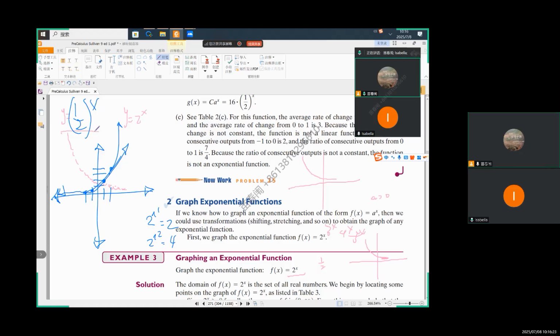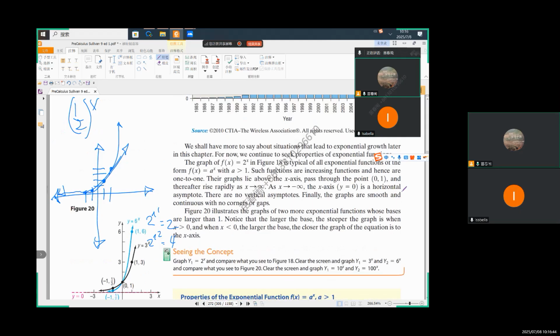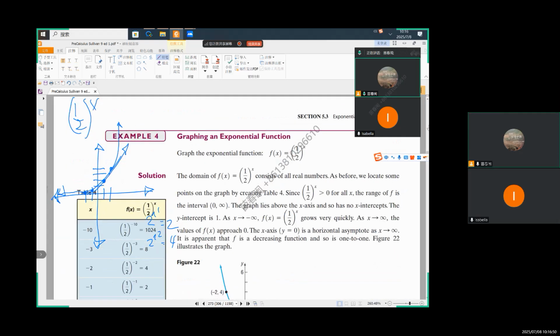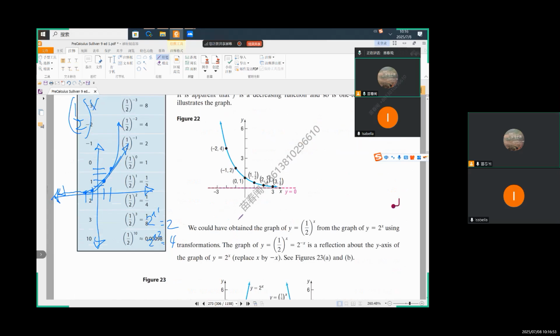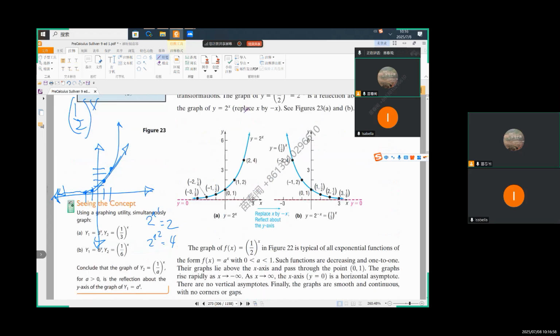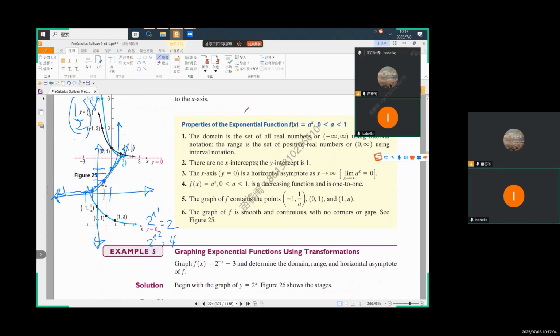You remember 1, you kind of remember 2 already. So this is the graph. And this is an example about cell phone subscribers, which follow an exponential function. So this is the other one, the symmetrical one. Let's say 0.5 to the x power.